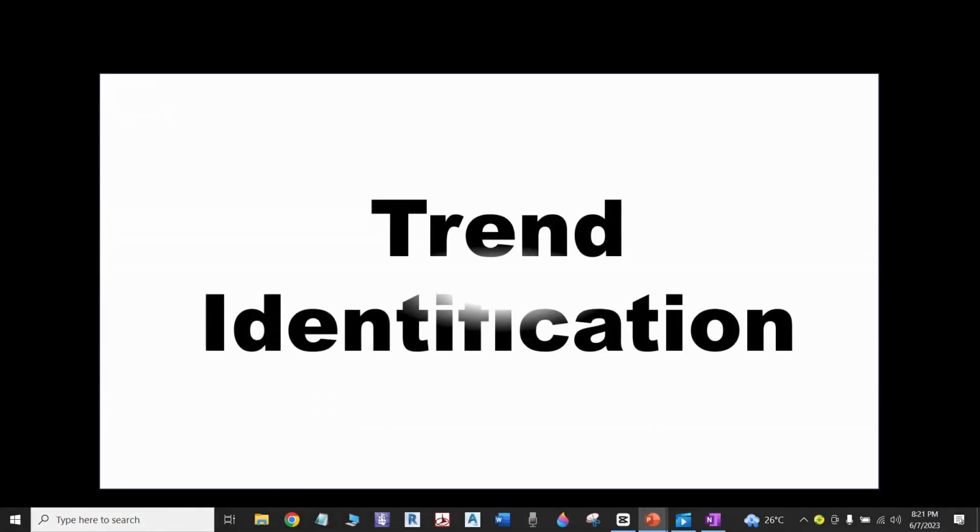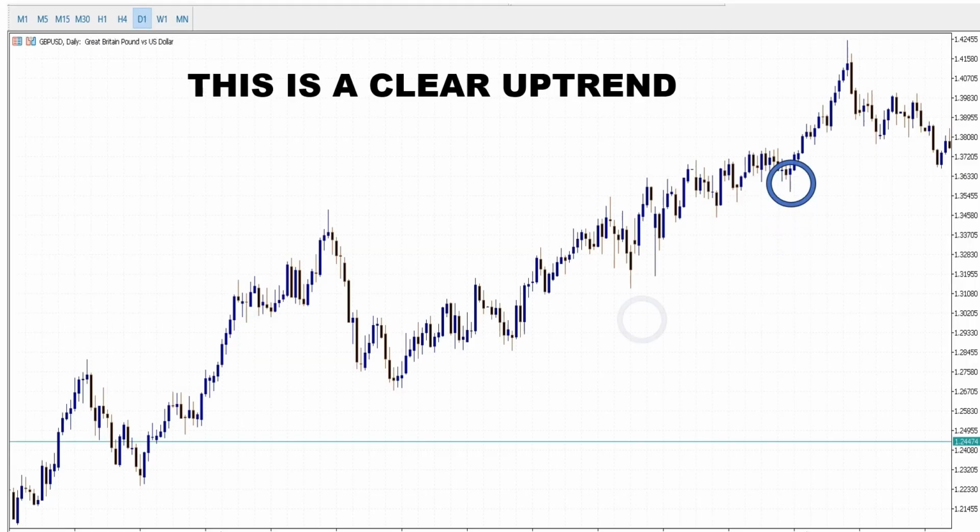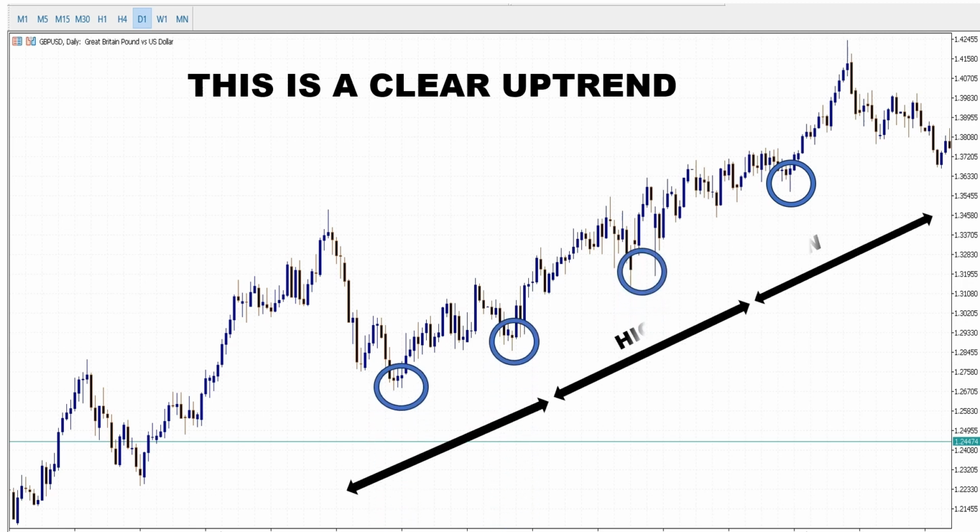1. Trend identification. Trend lines are primarily used to identify the direction of the market. An upward trend line is drawn by connecting higher swing lows, indicating a bullish trend. So let's see from the chart what an uptrend is. Here we have a clear uptrend.